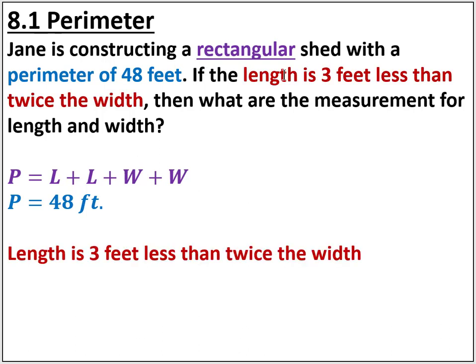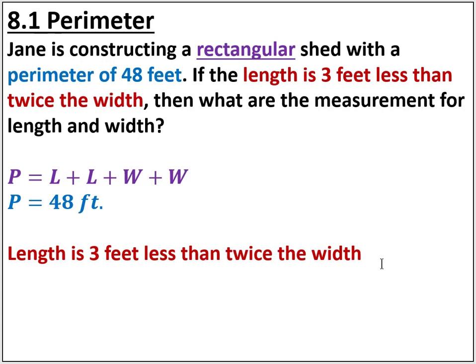is the length is 3 feet less than twice the width. We had to transform this into an equation. This ties into what we cover in section 1.1, translating phrases into algebraic expressions. So I'm going to break down this sentence and transform it into an equation.